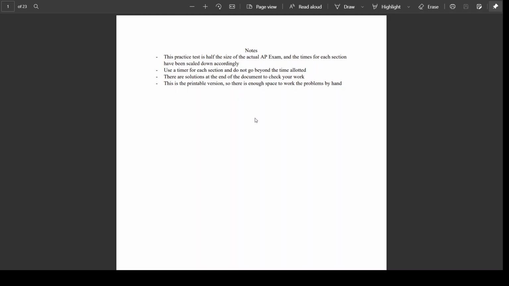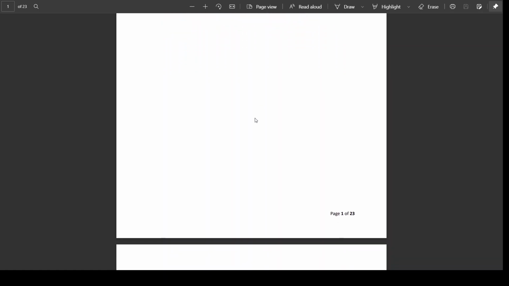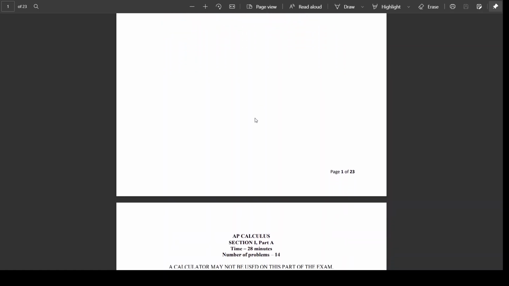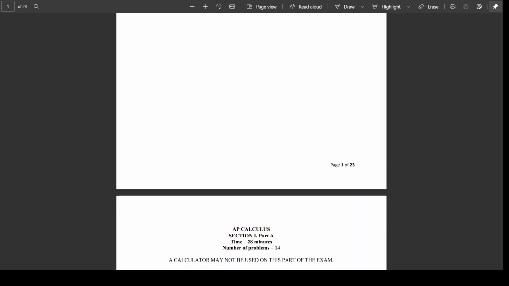Okay, so without further ado, let us scroll down, and we can see here this is section 1, part A. There's 28 minutes for 14 questions, so you get 2 minutes per question. If you couldn't figure that out, maybe AP Calculus is not the right math class for you. And a calculator may not be used on this part of the exam. That was a joke, by the way. Don't take that seriously, please.